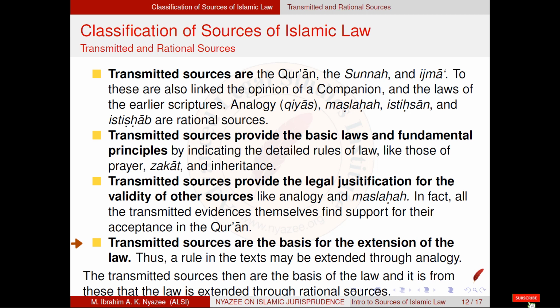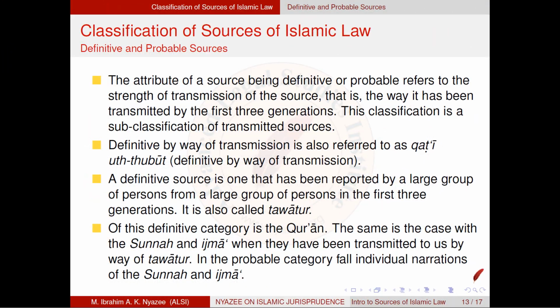This means that if you need to extend the rule again, you need to go back to the transmitted source, meaning there cannot be second generations of extensions. The transmitted sources then are the basis of the law, and it is from these that the law is extended through rational sources. Here we will deal with definitive and probable sources.